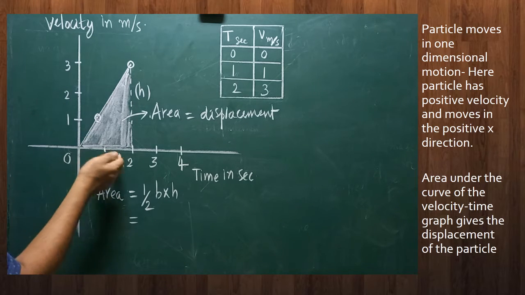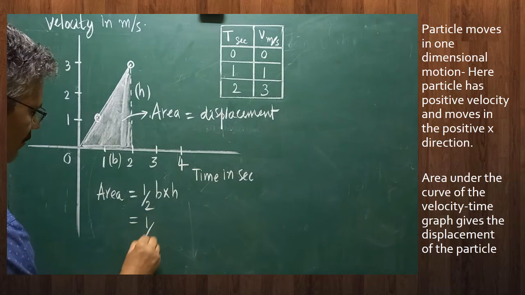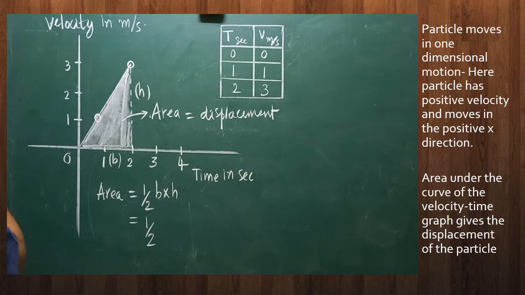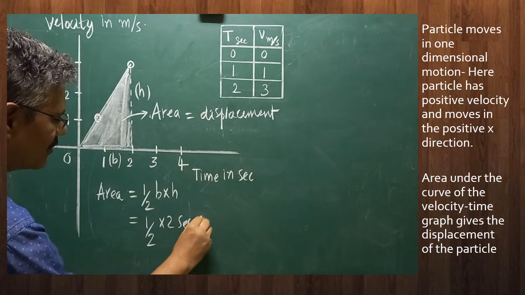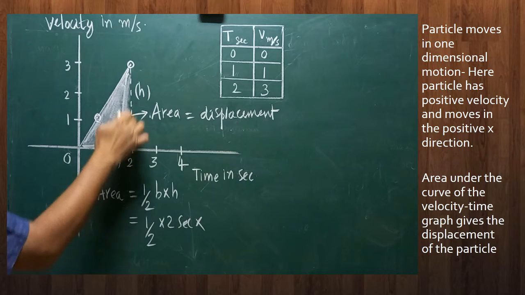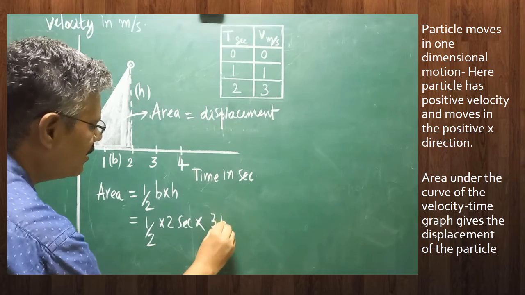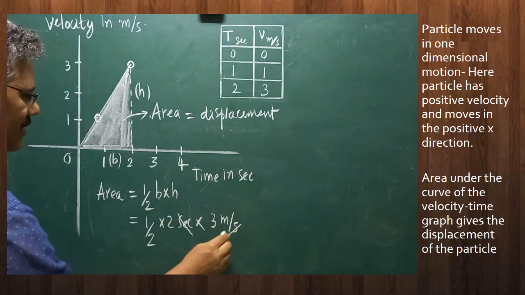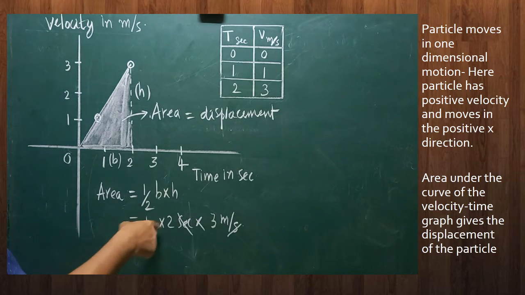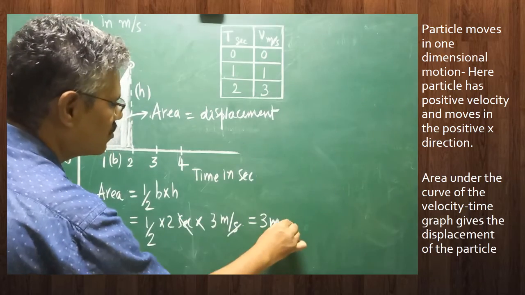Now you directly substitute the values. Which one is breadth? This is the breadth portion. Breadth is equal to 2 seconds. Half into 2 seconds can be written. And the height portion is how much? This portion is 1, 2, 3. Therefore, 3 meter per second can be directly written. The second can be cancelled. So finally, after calculating, 6 divided by 2 is equal to 3. The remaining unit is meter. So this is the answer.